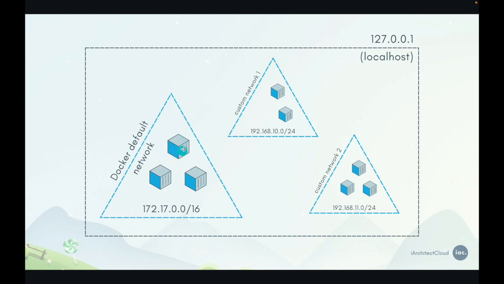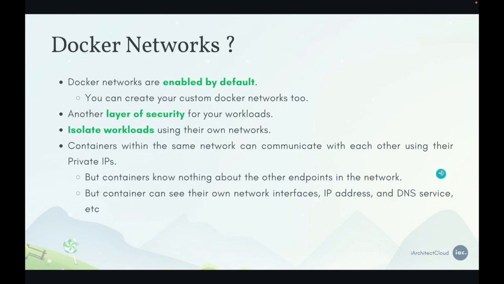But these will not be able to communicate to the containers which are inside the custom network one. There are ways to do that, but it's not enabled by default. There are 2 points that you need to keep in mind here. One thing is that a container knows nothing about the other containers in the network.